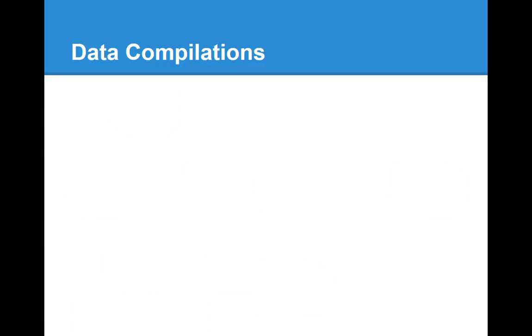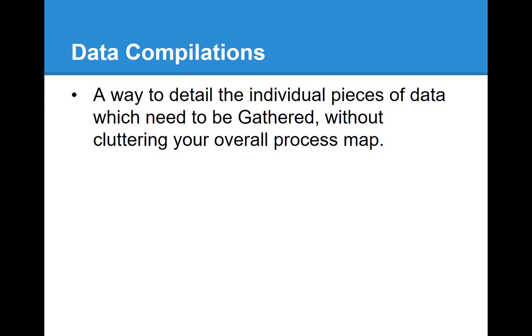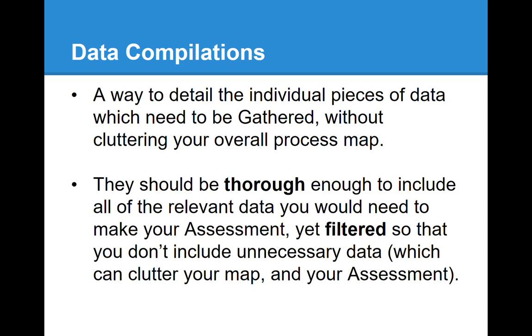Data compilations are basically a way to keep your overall process map simple and uncluttered, but still contain all of the information that you need to know your process in detail. The key to forming these nested series of gather steps is that each one should be thorough enough to include all of the relevant data that you need for your assessment, but filtered so that it doesn't include unnecessary pieces of data, which can clutter your map and clutter your assessment.